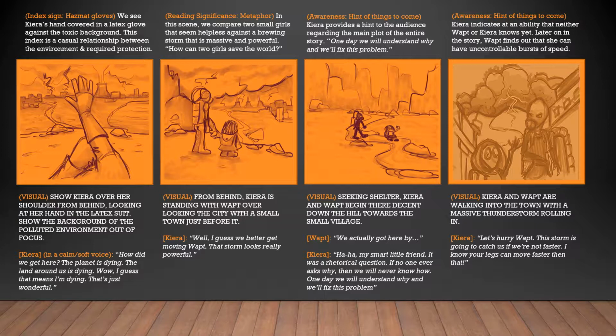In the next visual, Kira and Wap are walking into the town with a massive thunderstorm rolling in. "Let's hurry, Wap. This storm is going to catch us if we're not faster. I know your little legs can move faster than that."